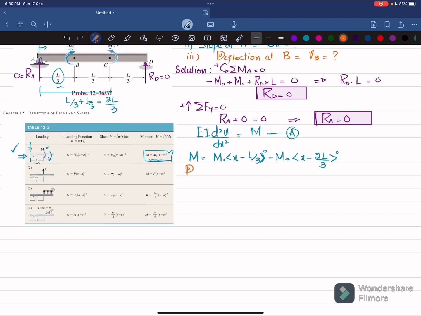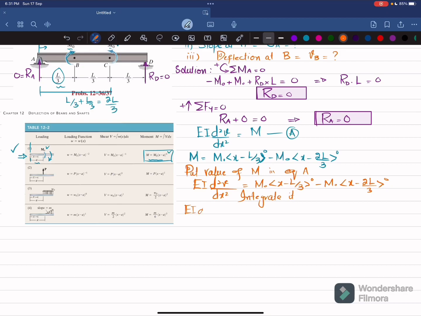So put the value of m in equation A, and you will get EI d²v over dx² equal to m0 into x minus L by 3 power 0 minus m0 into x minus 2L by 3 power 0. So we will integrate this. Integrating, you will get EI dv over dx equal to m0 into x minus L by 3 power 1 divided by 1 minus m0 into x minus 2L by 3 power 1 divided by 1 plus C1. This is your equation number 1.